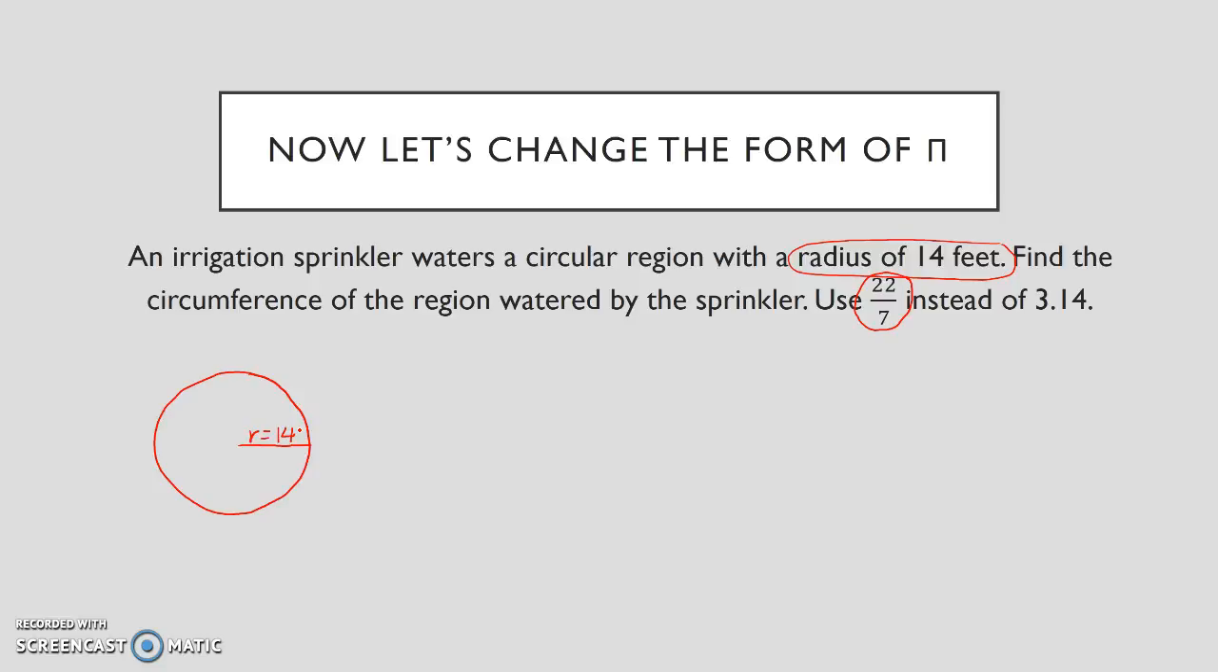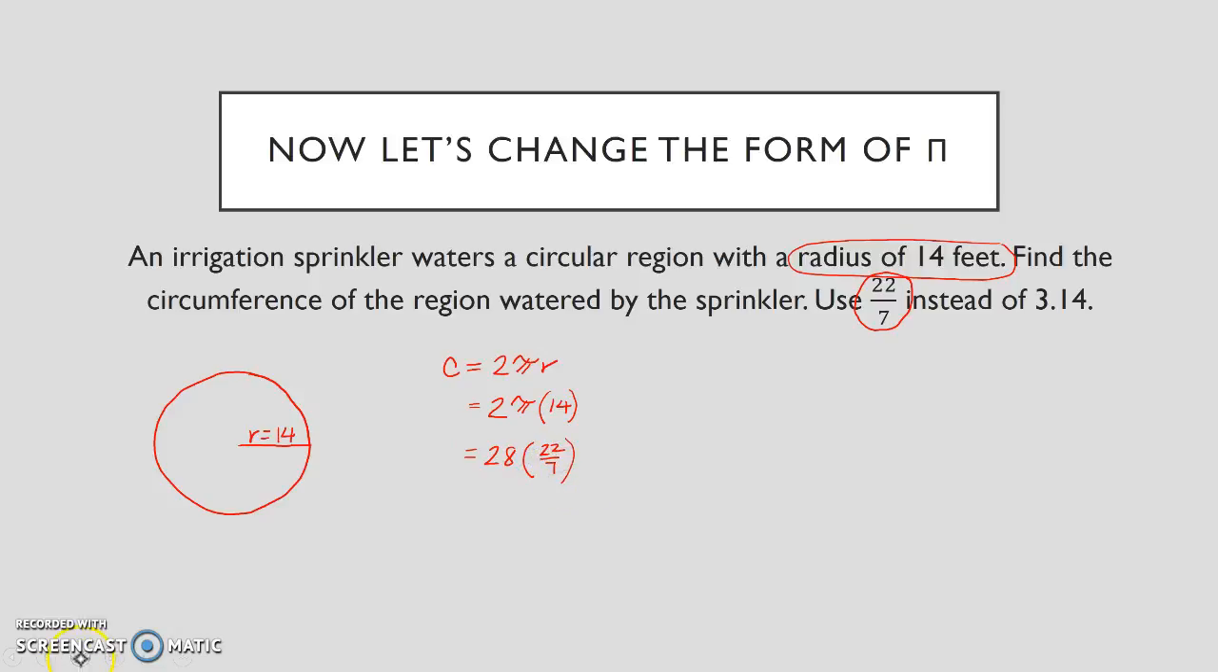So now I know I'm going to use the formula for circumference with radius in it. 2 times pi times r. First step, I'm going to plug in my radius. So 2 times pi times 14. Then I'm going to go ahead and plug in pi. So 22 over 7. I'm going to go ahead and multiply. 2 times 14 is 28. And pi is 22 over 7.